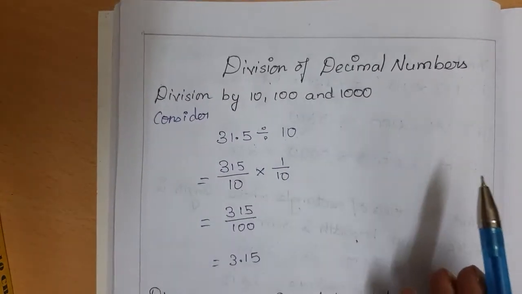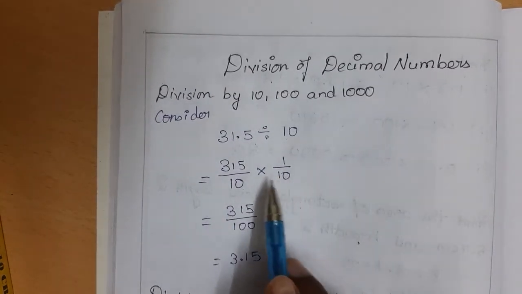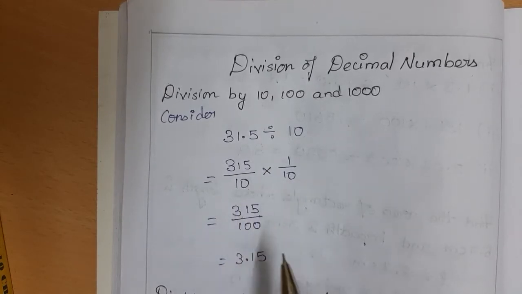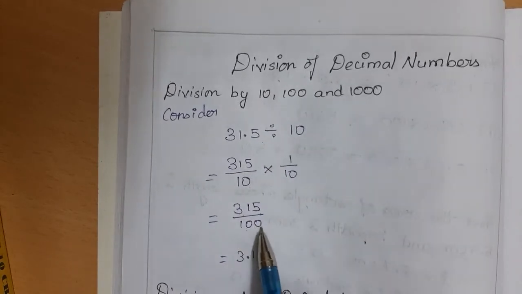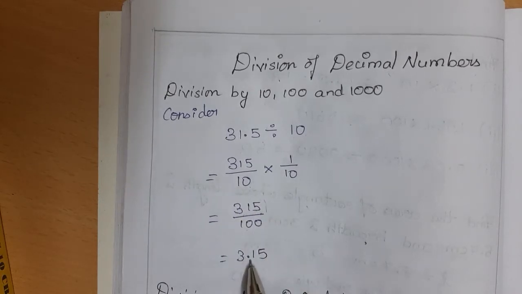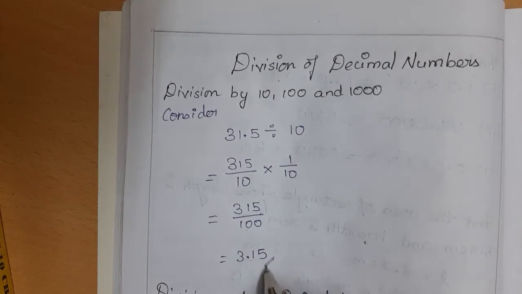So now it is easy, right? Multiply numerator and denominator. 315 into 1 is 315 and 10 into 10 is 100. We know 100th means there will be two decimal digits, 3.15. Right? This is the final answer.